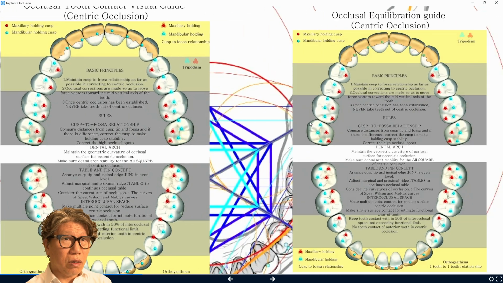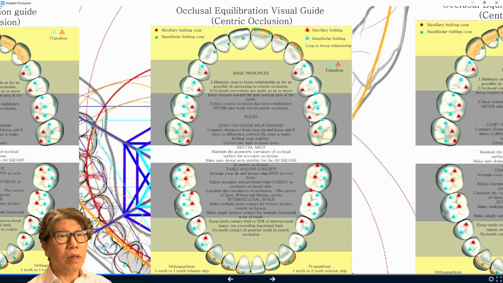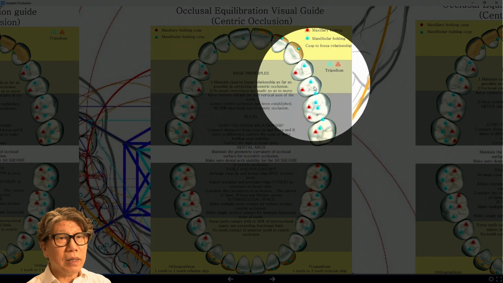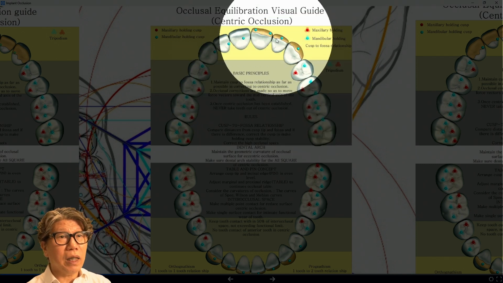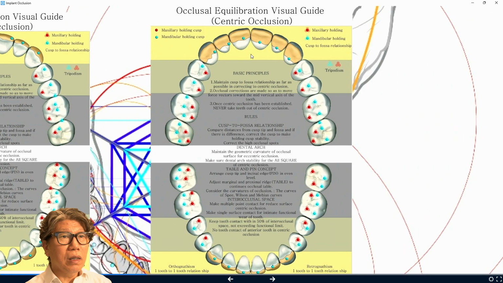I have explained how occlusion is achieved up to this point. In the case of Class 2, the maxillary holding cusp occludes entirely in a cusp-to-fossa relationship. This photo represents Class 2, and this diagram has been created as Class 3. When trying it as Class 3, a crossbite occurs, and ultimately, it seems to end up biting in this way.